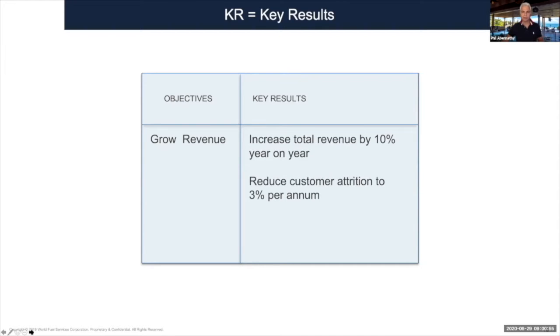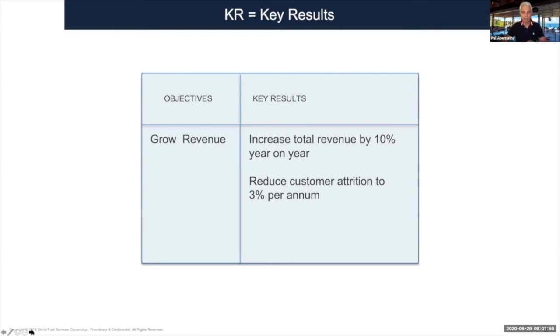You can write them as a statement. So increase total revenue by 10% year on year. Is that a good KR? Is it SMART? Is it specific? Yes, it's total revenue. Is it measurable? Yes, you can measure revenue. Is it actionable? Can you do something to increase total revenue? Yes. Is it realistic? Okay, 10% sounds realistic. And is it time bound? It's year on year, 10%. So it's a SMART goal. It's a SMART key result. Reduce customer attrition per annum is also a good one.